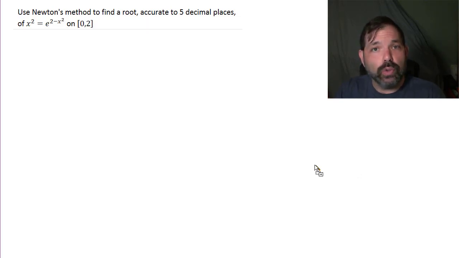All right, so here's an example for you to try. Use Newton's method to find a root accurate to 5 decimal places of x squared equals e to the 2 minus x squared on 0 to 2. So now would be a great time to pause. Try this one out on your own.